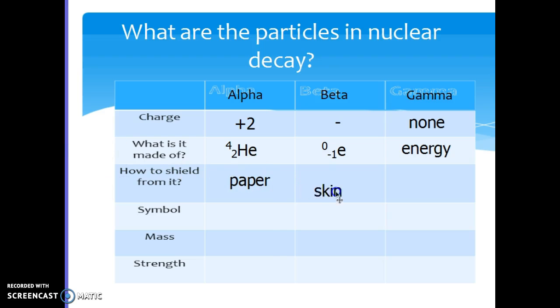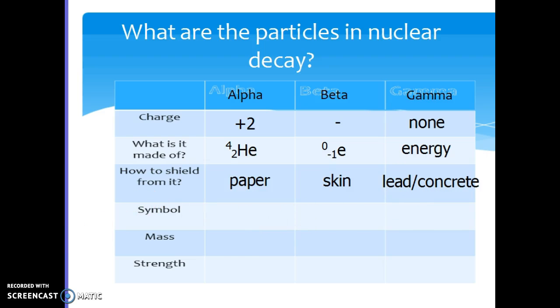Beta particles can be stopped by skin. For example, they can get in your first layer, but not in multiple layers of skin. And then gamma rays, we said how deadly and penetrative they were. It's going to take lead or several feet of concrete to block yourself from gamma rays. It's one of the reasons that an X-ray tech actually leaves the room when she takes your X-ray.